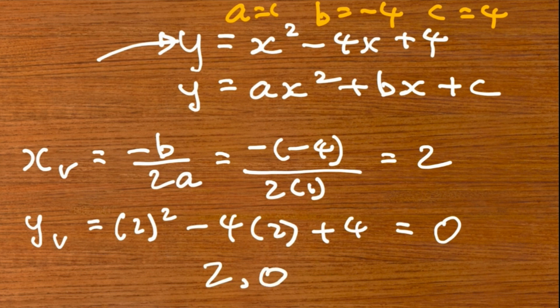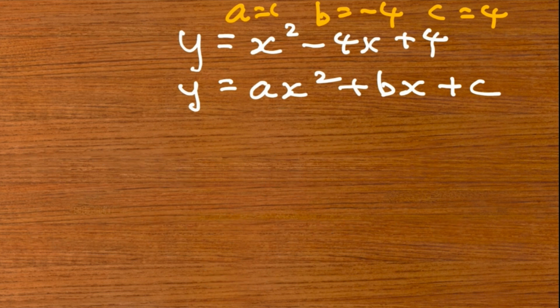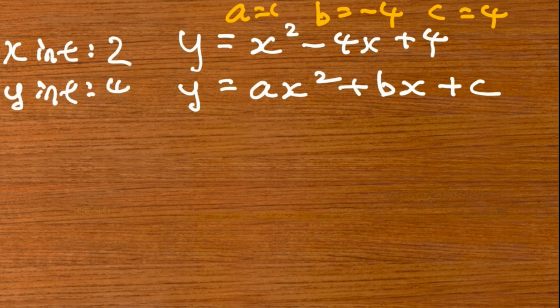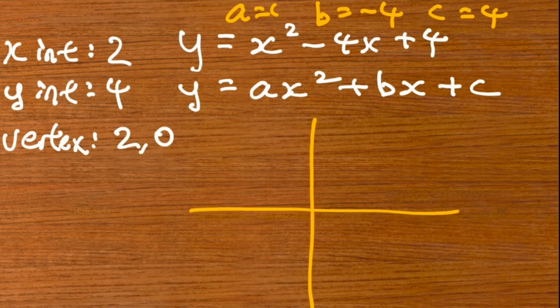Now that we have our x-intercept, y-intercept, and our vertex, we can sketch the graph. So putting everything together, our x-intercept is 2, our y-intercept is 4, and our vertex is (2, 0). So let's plot our vertex first. (2, 0) should be located over here. Our y-intercept is 4, and so this is the graph of this quadratic equation where there's only one root and a y-intercept, where the vertex is located along the x-axis.